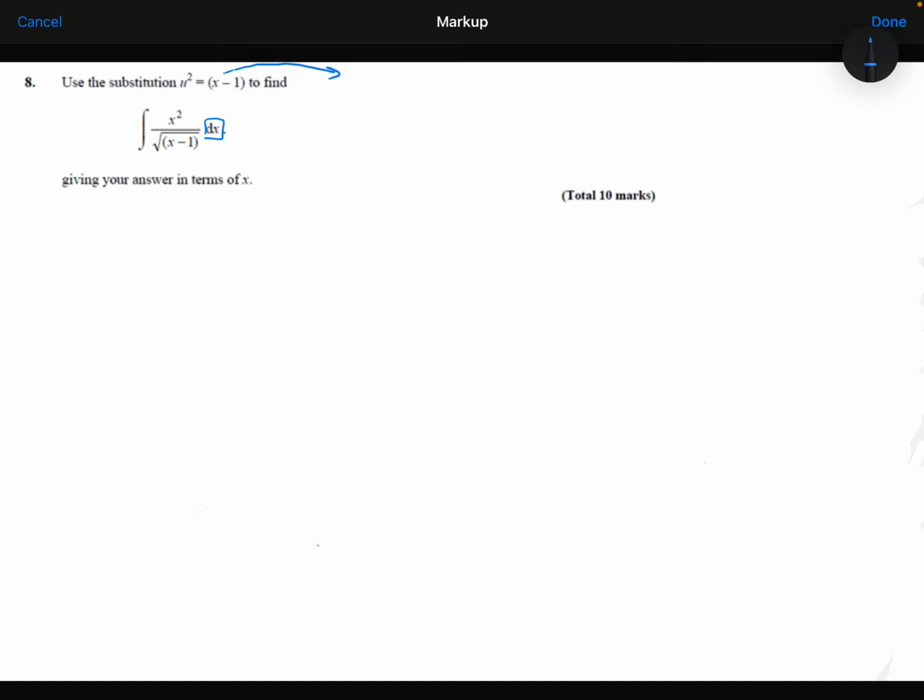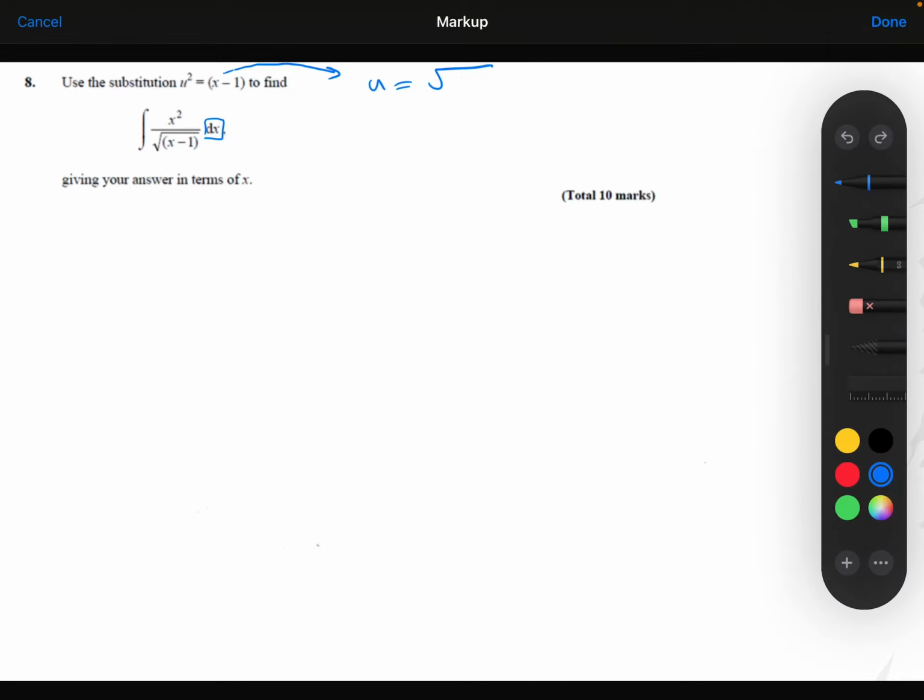Now, you might be tempted to say that u equals the square root of x minus 1 and to differentiate like that. And it will work, but I don't want to do that. I don't like differentiating with square roots. I think that makes it quite awkward. So instead of making u the subject at the beginning, I'm going to make x the subject at the beginning. So I'm going to say that x is equal to u squared plus 1.